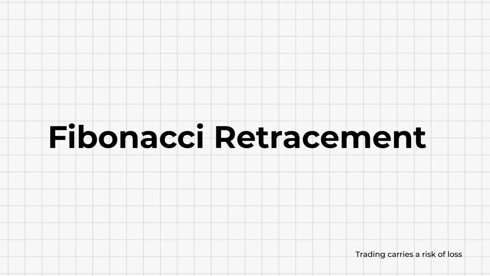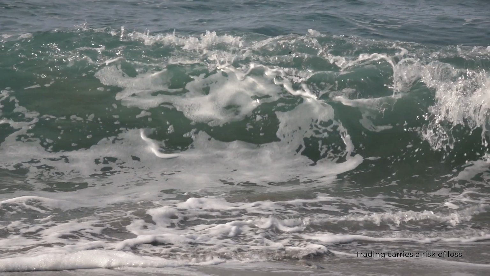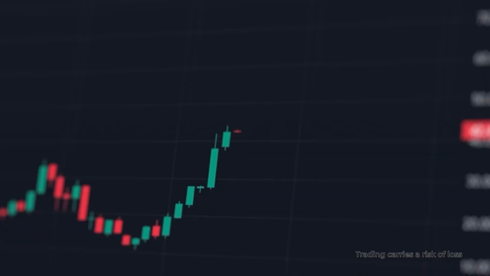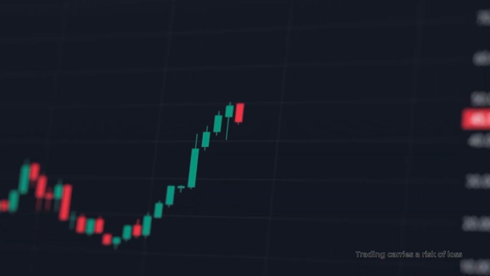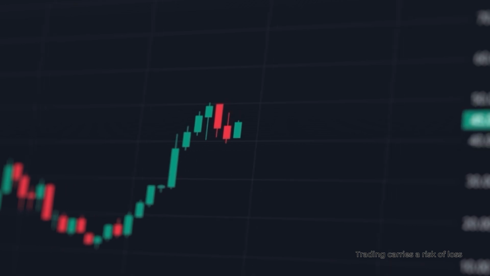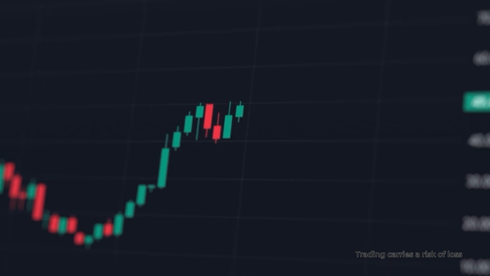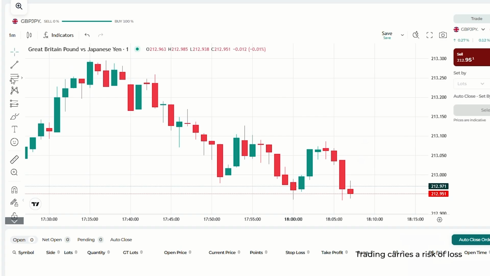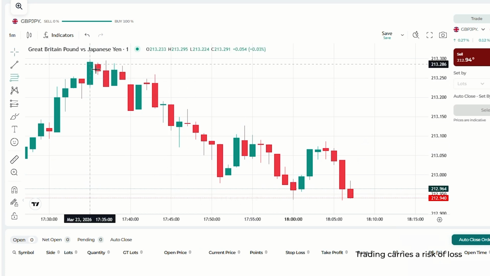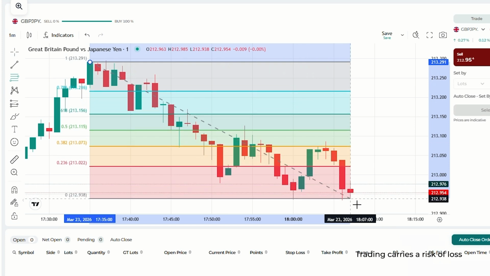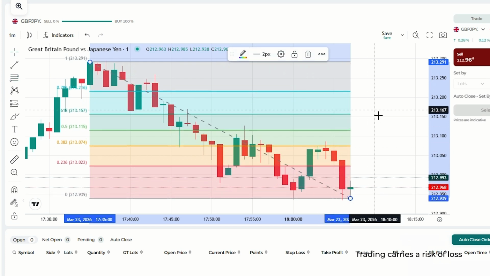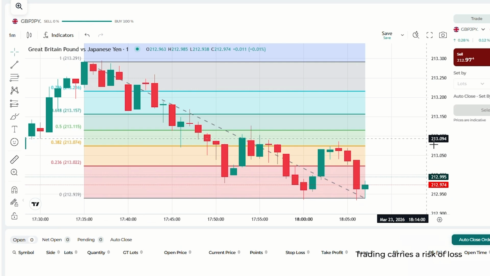Fibonacci retracement is like observing the natural rhythms of waves and tides at sea. In trading, it highlights potential levels where prices might pause or reverse after a strong move. Markets rarely move in straight lines. They often pull back before continuing the trend. Key Fibonacci levels like 38.2%, 50%, and 61.8% show where that pullback could slow down. Think of it as marking possible turning points on your chart, helping you navigate the market more confidently.